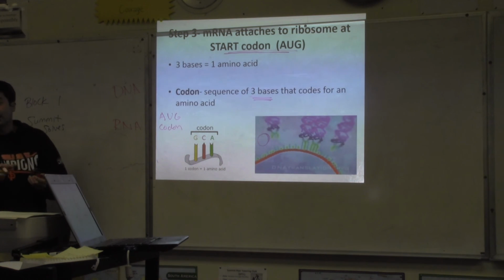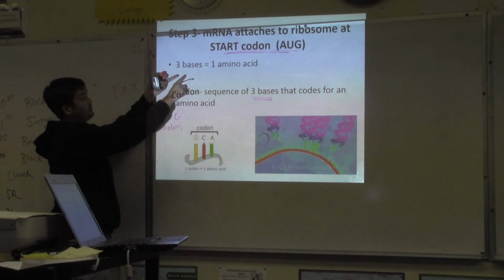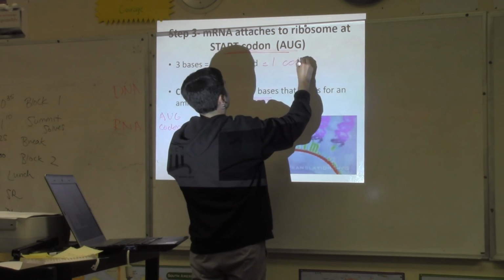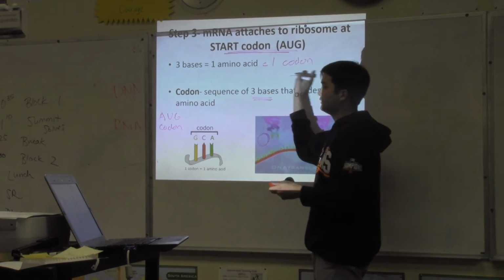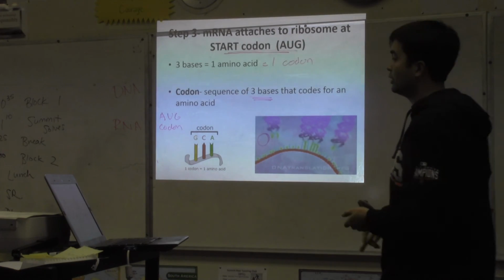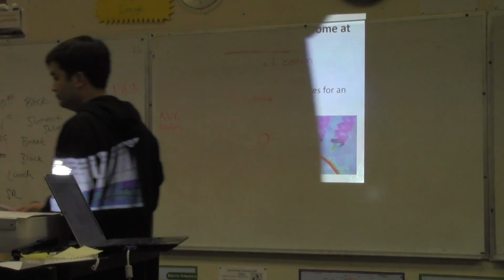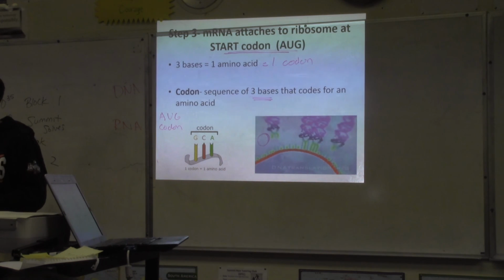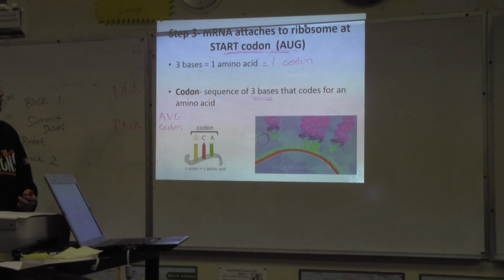The reason we talk about groups of 3 is that 3 bases equals 1 amino acid, which equals 1 codon. So add this part to your notes if it's not in your notes. 3 bases equals 1 amino acid, which equals 1 codon. I apologize, there's a lot of vocabulary to wrap your head around. That's why you have these notes. I would encourage you to go back and study them. I think we're also going to post this video online, so you should be able to watch it again if you want to hear this information a second time.